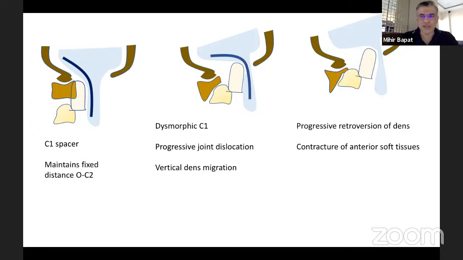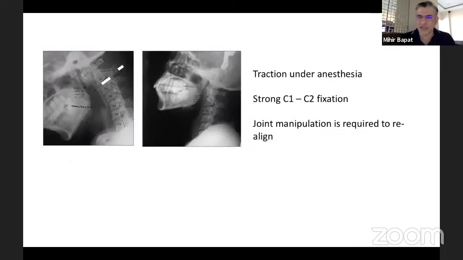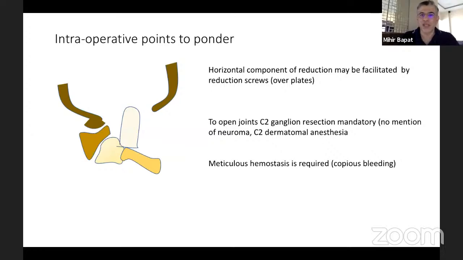Now, these are the cases that present to us, and we need to solve these problems. So the first thing that we do is to apply a traction under anesthesia. What the traction gives us is an estimate of how much of these vertical dislocations or horizontal dislocations can be reduced with a traction force. However, the aim of the surgery is to maintain this reduction with a strong C1 C2 fixation and the joint manipulation if required. So the main aim of the surgery is to realign.